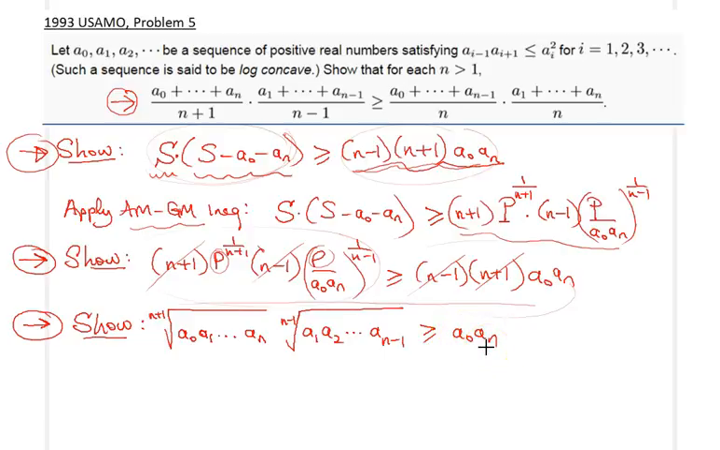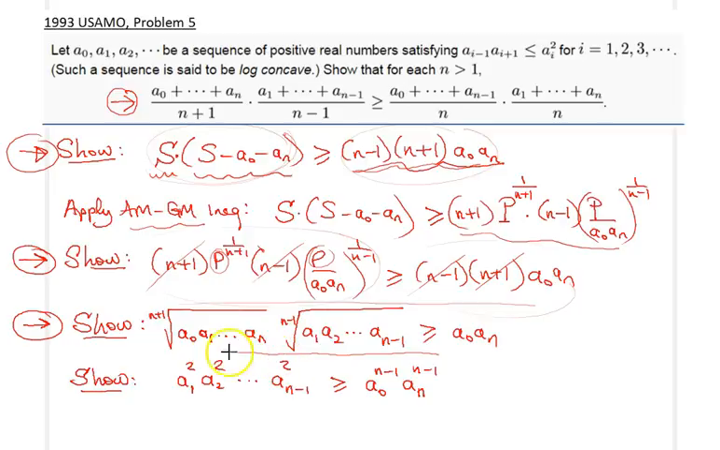Now what I will do is I will expand these things and move the a sub 0 and a sub n to the right hand side, and then take the n squared plus minus 1 over nth power of this, and therefore this reduces to showing a much more simple form: a sub 1 squared, a sub 2 squared, all the way to a sub n minus 1 squared is greater than or equal to a sub 0 n minus 1 times a sub n minus 1.